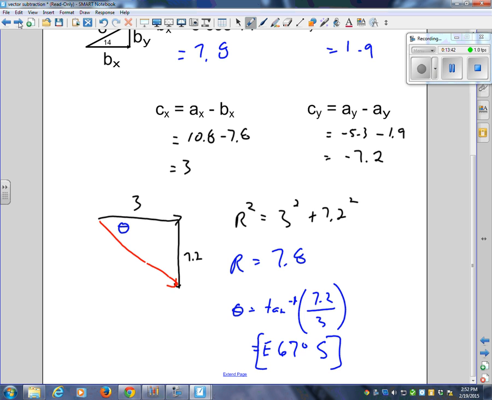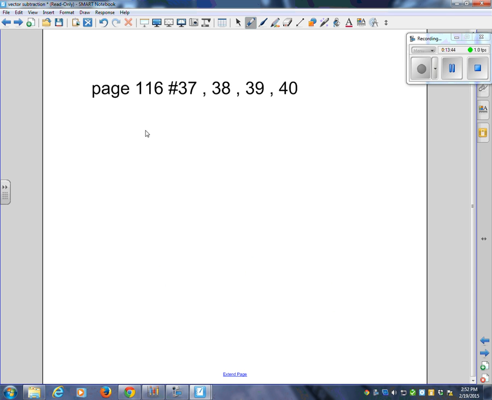Yeah. Okay. There's a few questions there on page 116 you can try. I'm going to do what they call relative motion on Tuesday. So here's the plan. Friday, Tuesday, Wednesday, Thursday, Friday. Here's the plan. Tomorrow, unfortunately, I'm away.